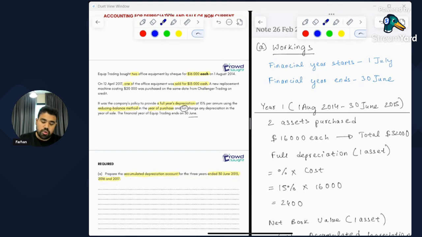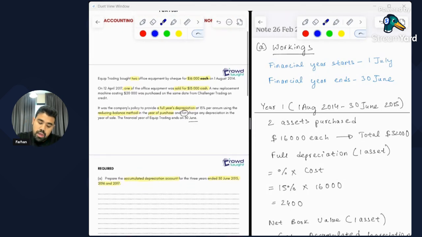Now I'm going to move to the right hand side of where I have the whiteboard with all the workings. So I need you to focus and concentrate thoroughly because we can have some complications in this question. All right? Okay. So we're working with a business where the financial year starts on 1 July and it ends on 30 June of the following year.